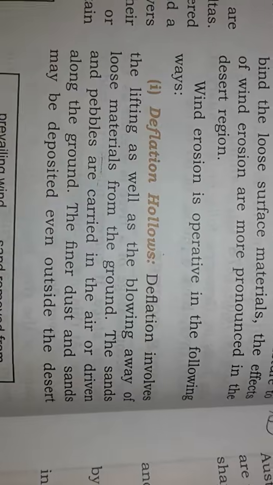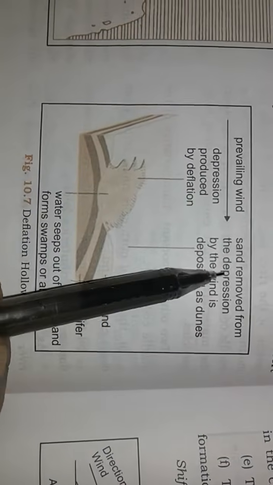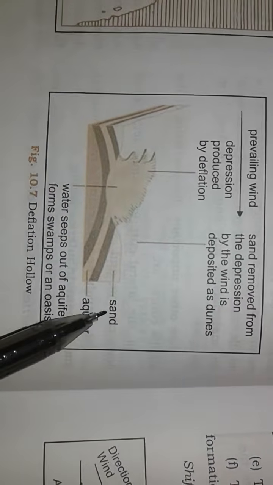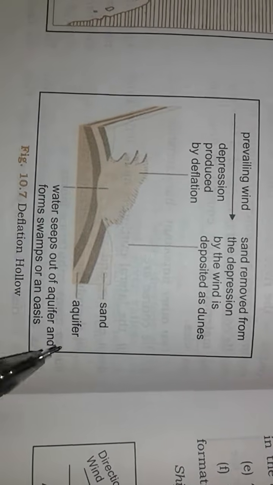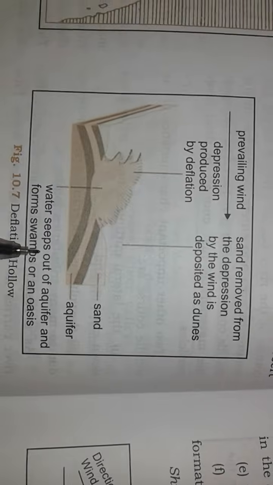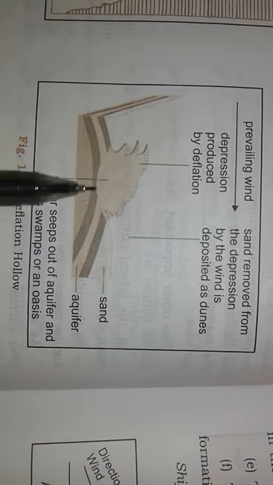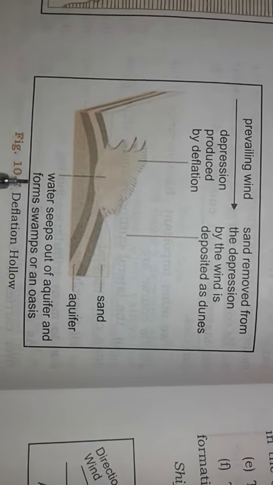See children here how the deflation hollows are formed. Here the prevailing wind and the sand removed from the depression by the wind deposited as the dunes, and this is the sand and this is the aquifer over here, and water seeps out of the aquifer and forms the swamps on the oasis. So here depression hollows will be created and the water seeps out from the aquifer and there is the formation of the oasis.